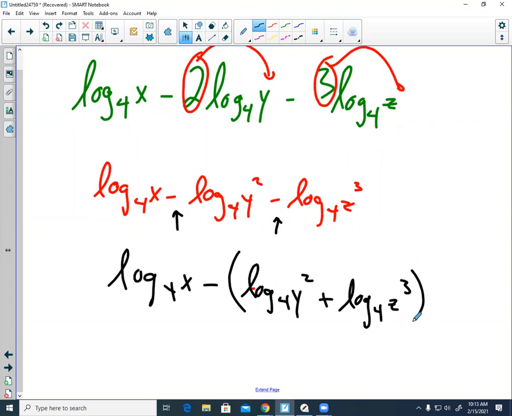Yes? Is that first one a y or is that a 4? Where? Right here? No, down a line. No, the left and the first log. This is a 4. Oh, okay.